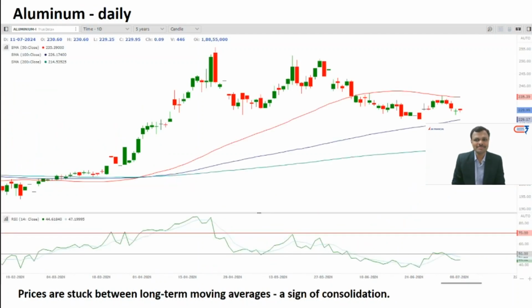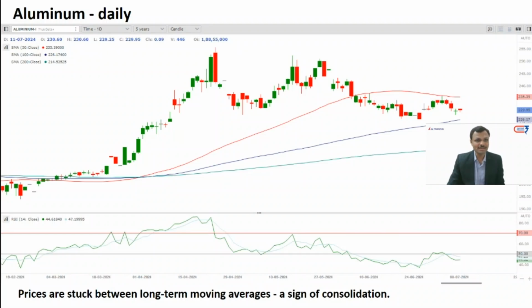Next is aluminium. In between its long-term moving averages, 50-day and 100-day, just consolidating. It is showing reversal, but it is unable to cross above the 50-day moving average. So this is what I mean, going in a consolidation range. This is what the aluminium prices are doing, just stuck in a range. Where is RSI? 50, neither above 50 nor below 50. So it means it's still in a consolidation range. The trend remains very much unclear whether it's going to be positive or negative.